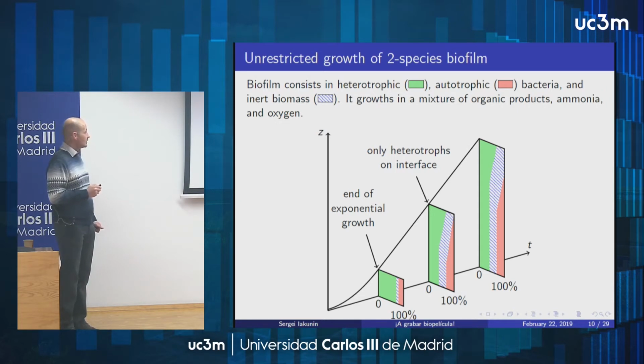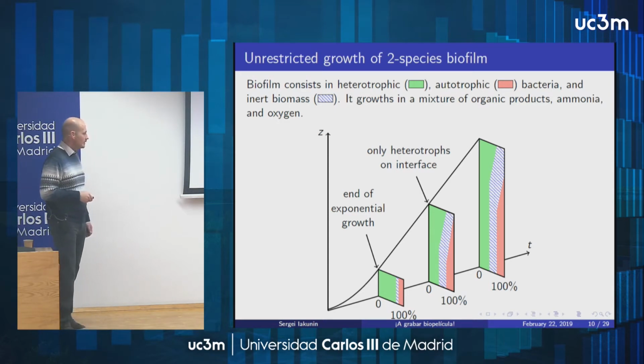An important case is the test case of unrestricted growth of biofilm. So in this case, we have enough nutrients for an infinitely thick biofilm, and we just try to analyze how it will change with time. So we consider two different species of bacteria, one heterotrophic, which uses organic products and oxygen to grow, and another autotrophic, which needs only oxygen to produce biomass. And also we have inert biomass, which represents products of cellular activity and dead cells.